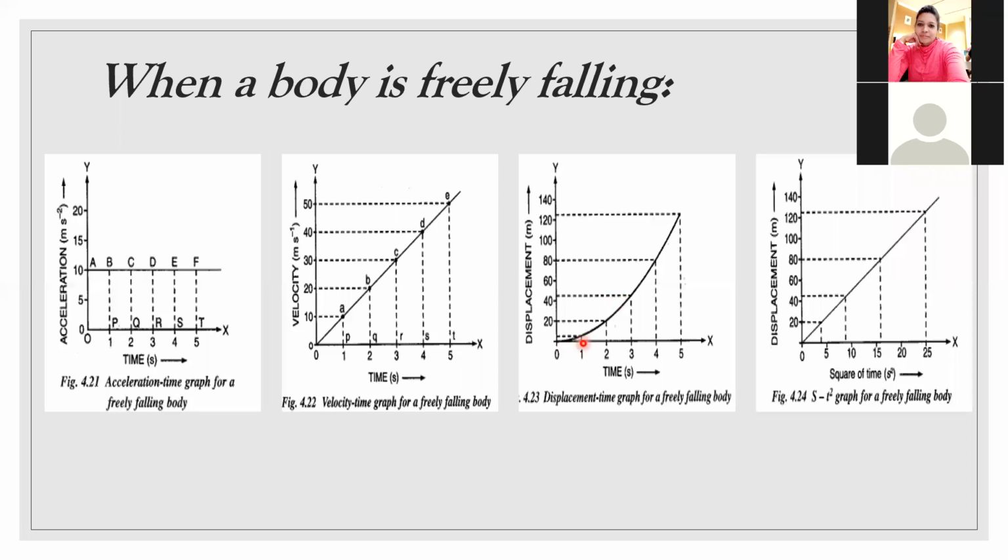So if we plot a graph, we will get a curved line like this, because the body is moving with non-uniform velocity. Okay, so that's why the displacement time graph would be a curved line. Understood?